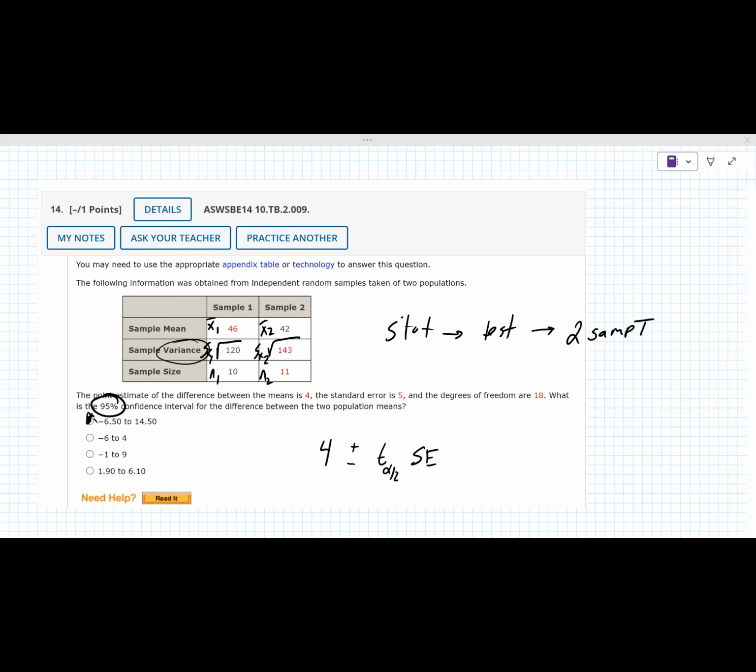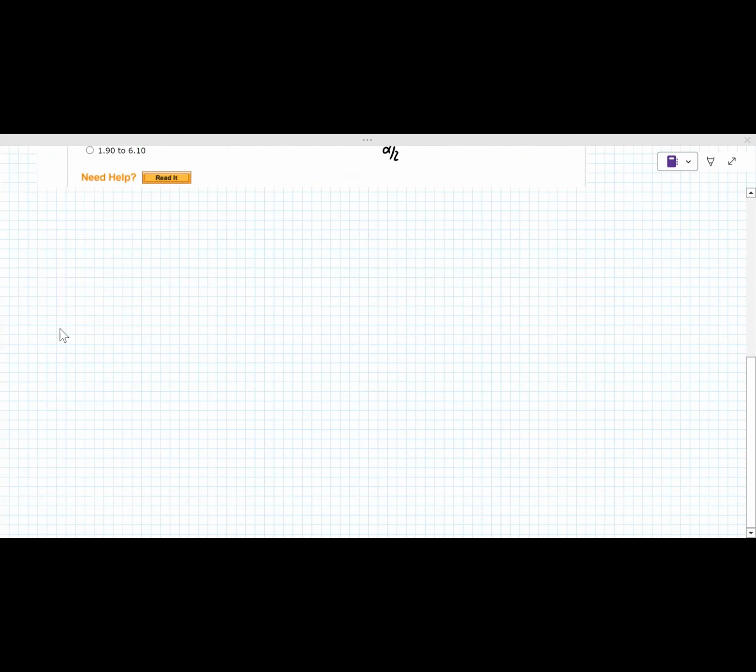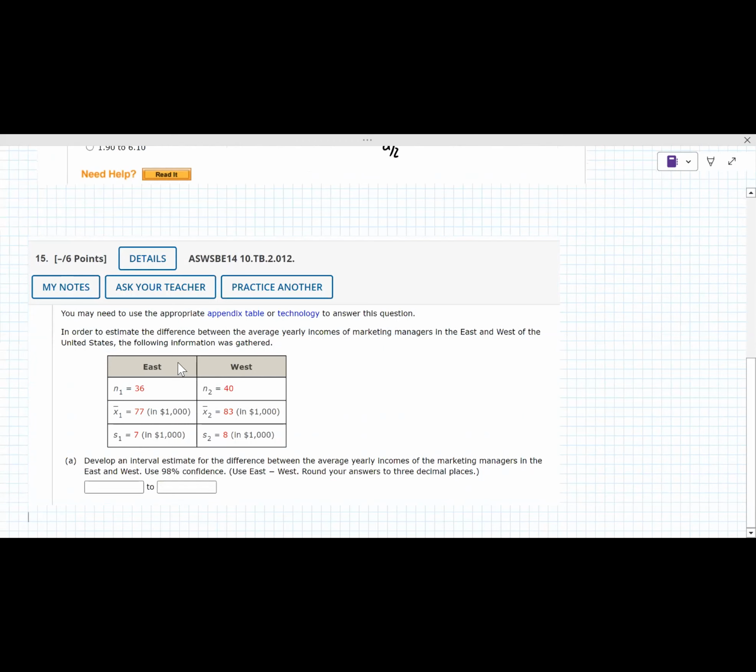All right, so next question here, 15. 15 is similar to what we were doing just now. One of the key things you're looking for when you read this, as well as what's in the table, is whether S or sigma is given. When S is given, you're using a t distribution. This time they want a confidence interval. That's exactly what you just did. Stat test 2 sample t interval.